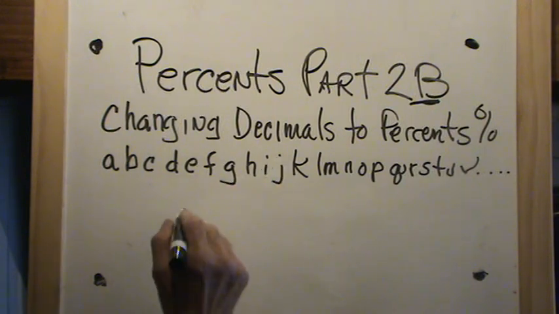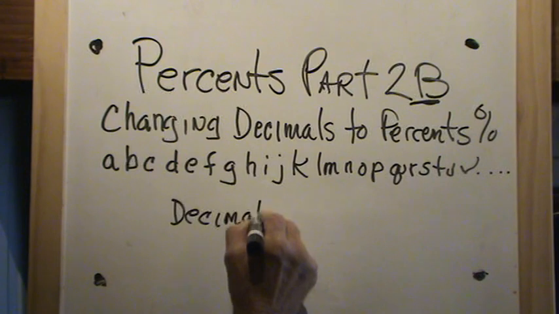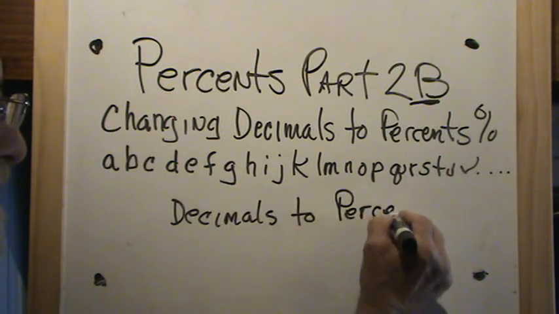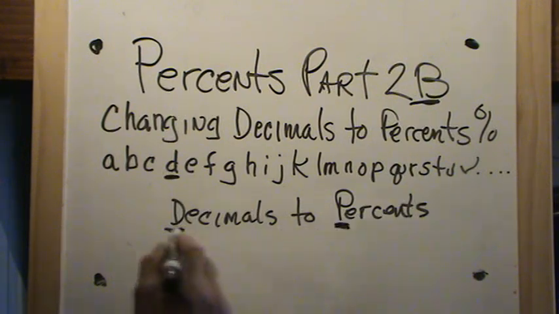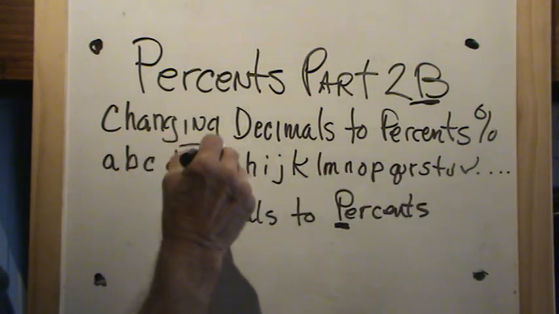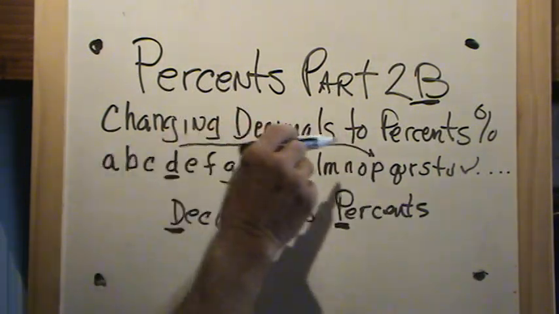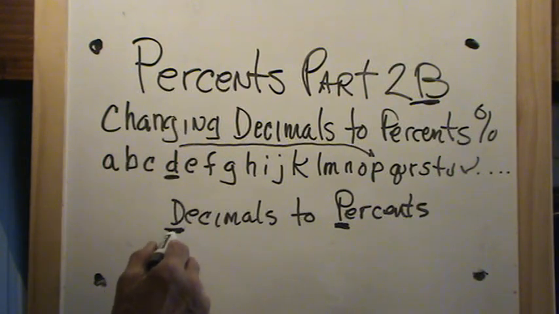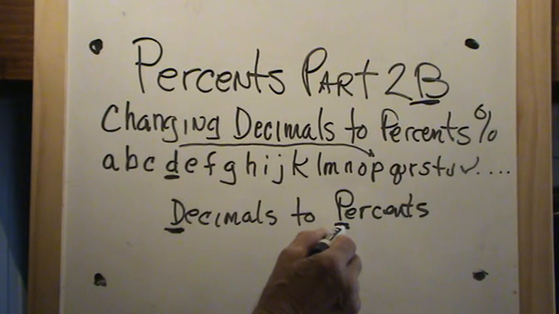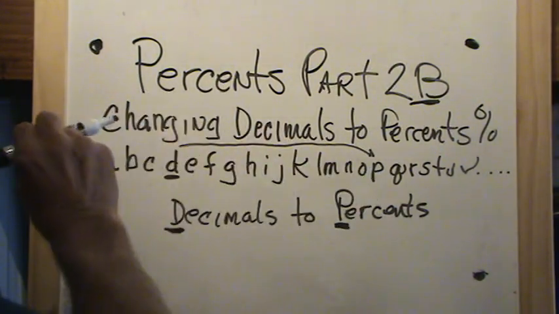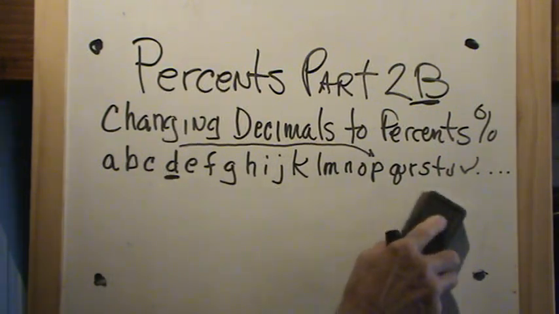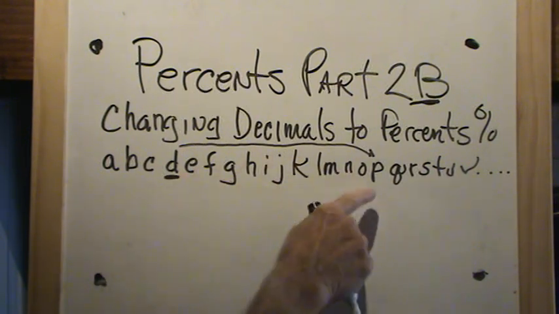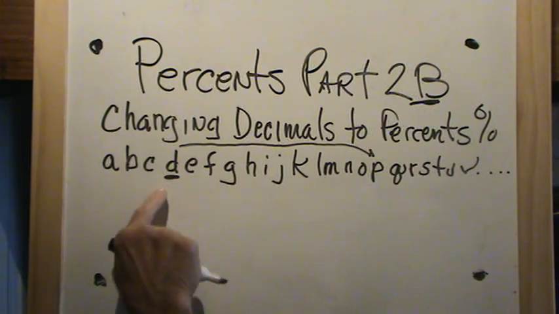So if we're going from decimals to percents, we're going from D in the alphabet to P in the alphabet. And if I wrote the alphabet that way, to go from D to P, I have to go to the right. So if I'm changing a decimal to a percent, going from D to P is moving to the right, so I always know that I have to move it 2 decimal places to the right. That may be helpful to remember: if you're changing decimals, the D, to percents, the P, you're moving 2 decimal places towards the right.